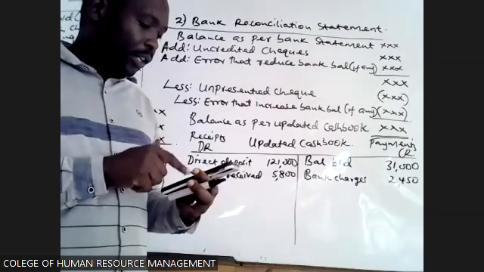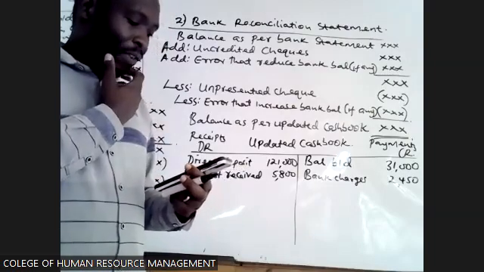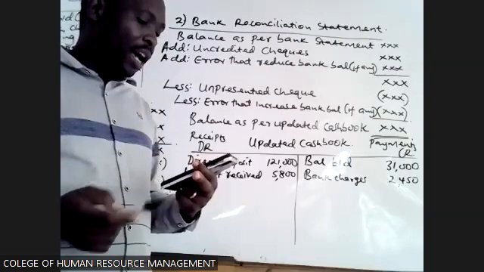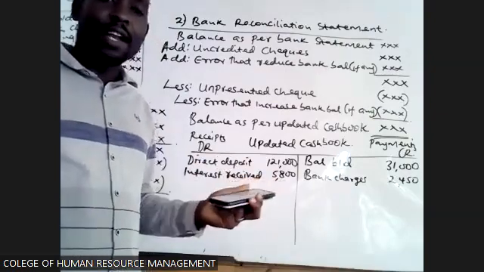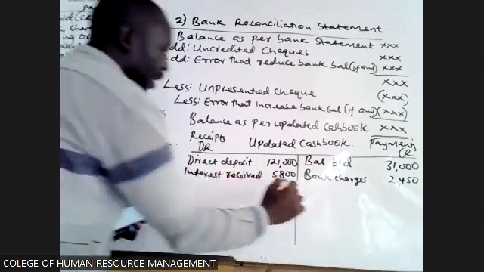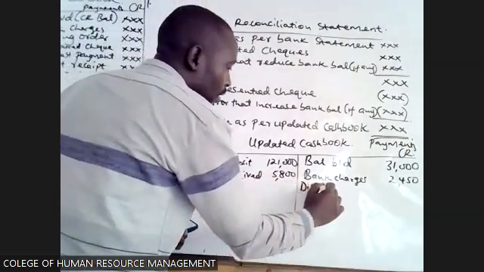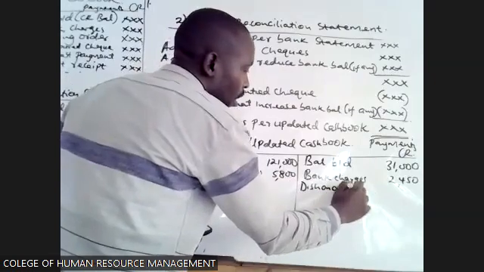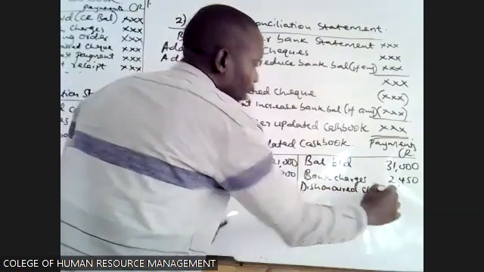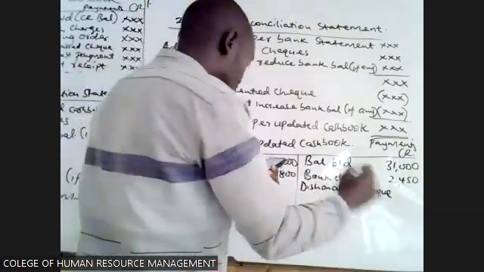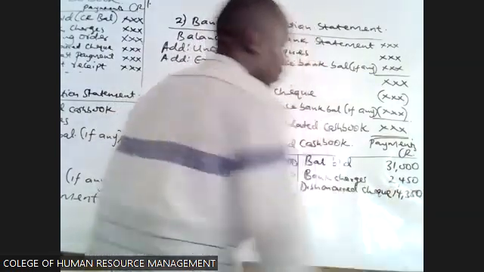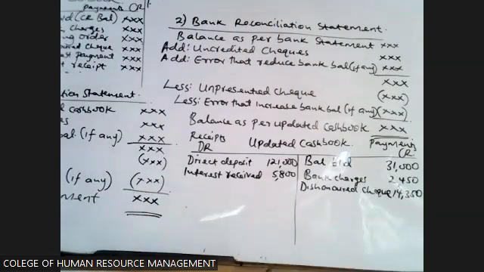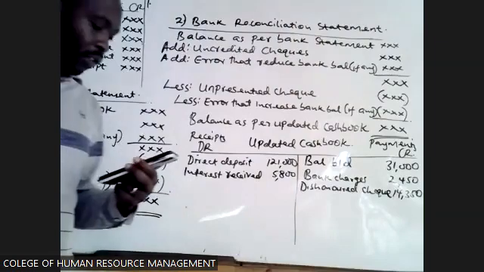A check of 14,350 from a customer was returned as unpaid by the bank. Don't look at the reason why it was returned. That is a dishonored check, and this figure is 14,350.